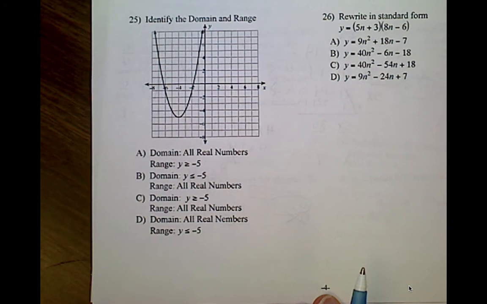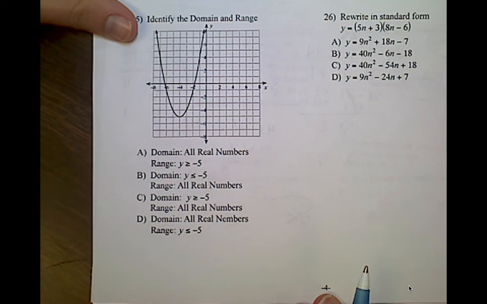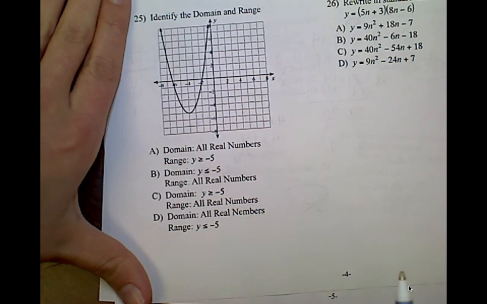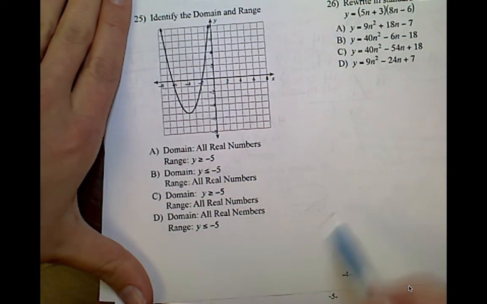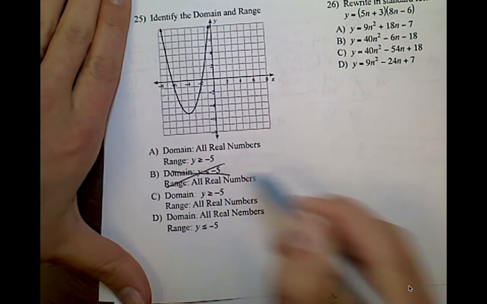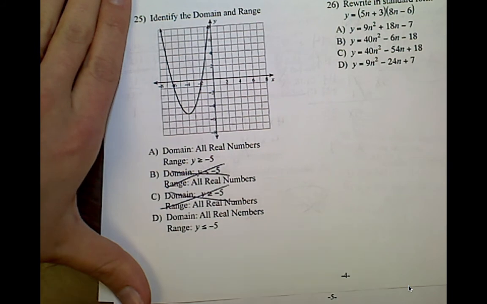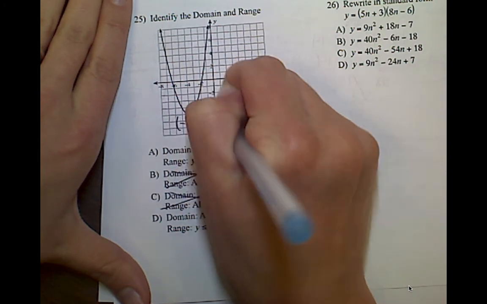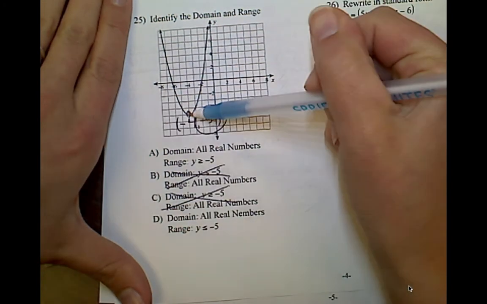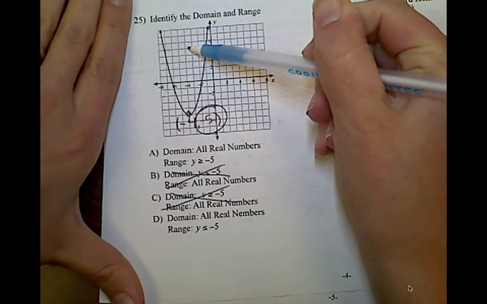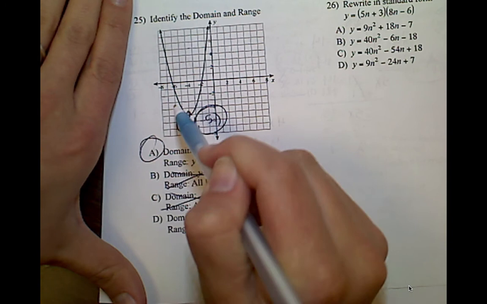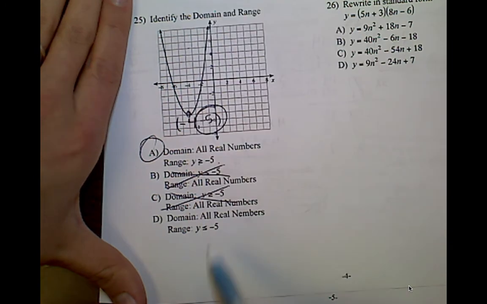Okay, number 5, identify the domain and range. I told you in class the domain's always going to be all real numbers unless it's a word problem, for this class alone. So it's not B and it's not C because those start off with y's, not all real numbers. This is the minimum, and it's at -4, -5. So all those y values are bigger than -5, so it gets a greater than symbol.